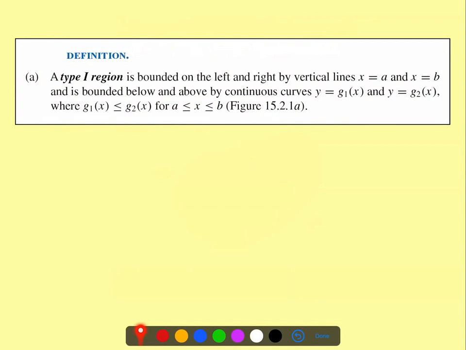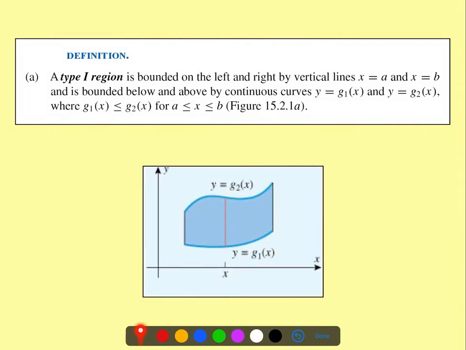And let me move now to a definition. I'm not really interested in worrying too much about the name type 1 region, but the region itself looks like this. We have a function on top and bottom here, y equals g1 of x and y equals g2 of x, and x itself is between two numbers, say a and b. So we have the line x equals a here and the line x equals b here, giving us the bounds on x and also the bounds from the left and right of the region. On the bottom we have y equals g1 of x, and on the top we have y equals g2 of x.